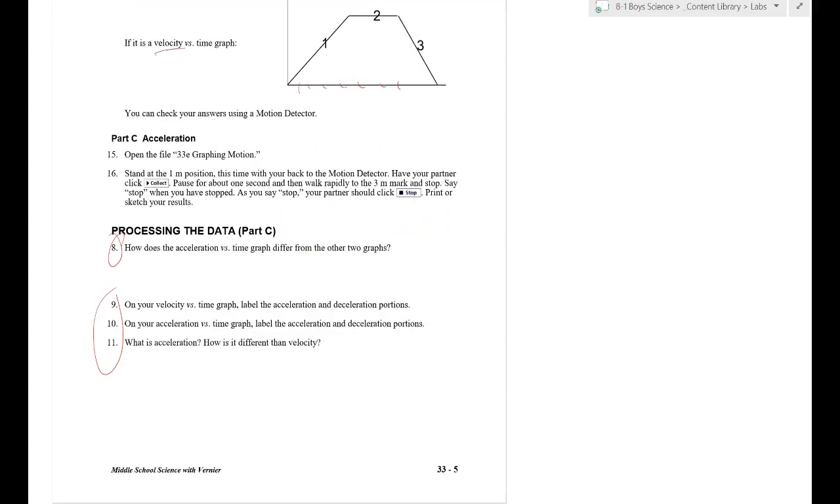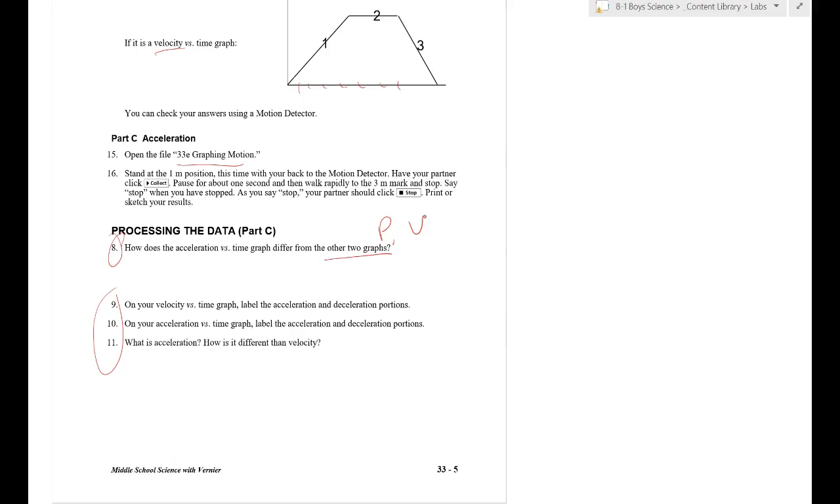Number 8. How does the acceleration versus time graph differ from the other 2 graphs? So that's the other 2 graphs on 33E, right? That's what we're talking about here. So that would be your position and that would be your velocity. So how does the acceleration graph differ from those 2? You can talk about how they look different, but also why are they different?